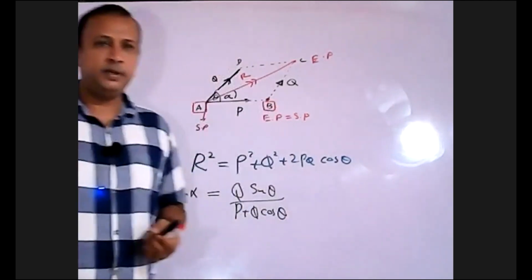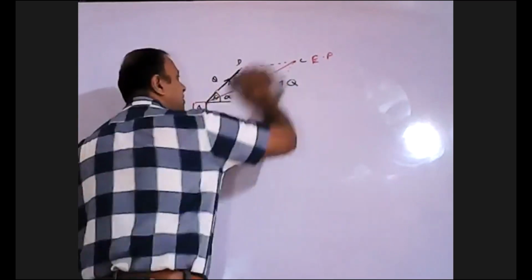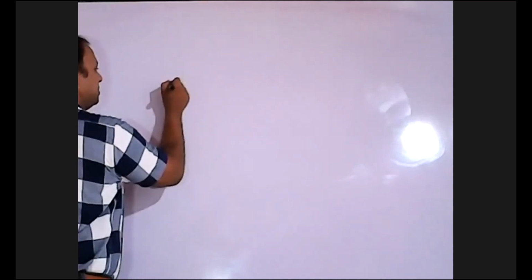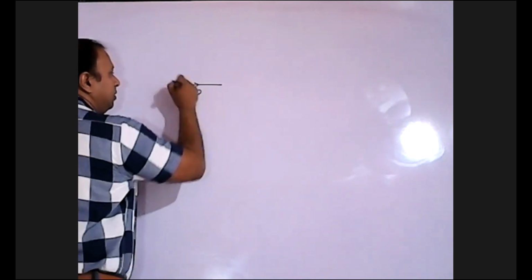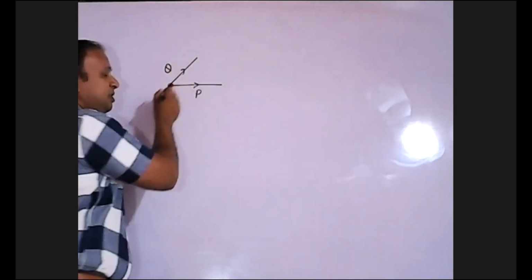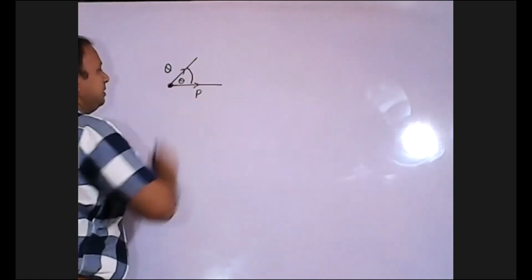I will explain. Suppose there are two coplanar forces, P and Q, acting on a certain object. Suppose this is a point object, and the angle between them is theta.